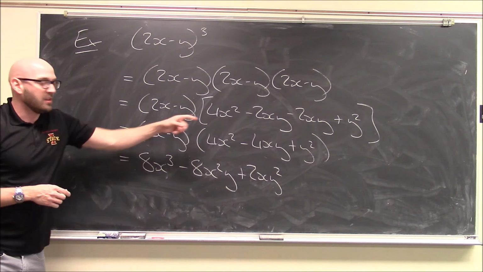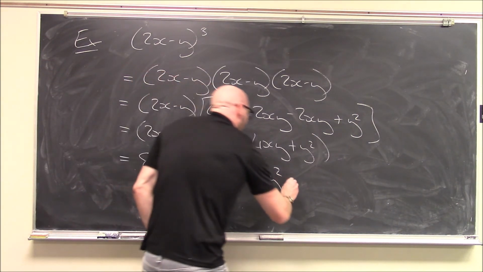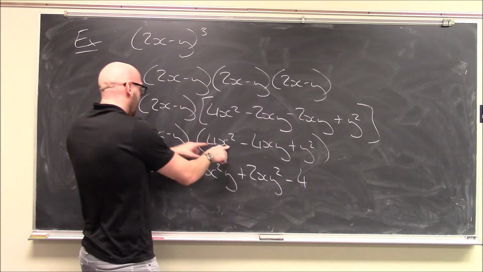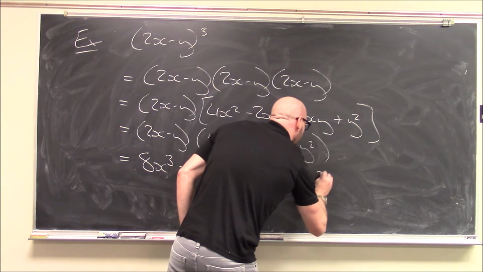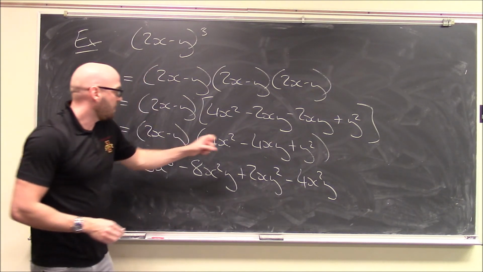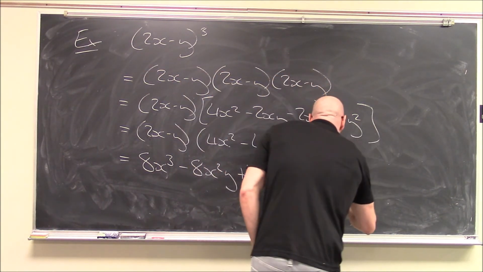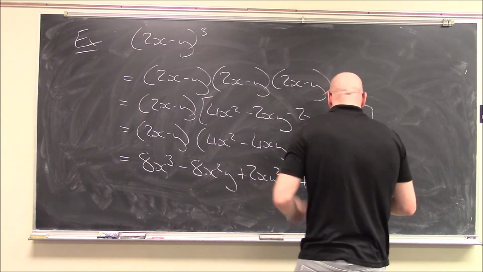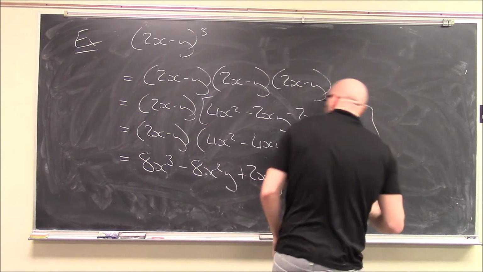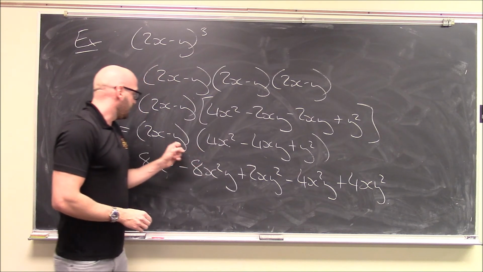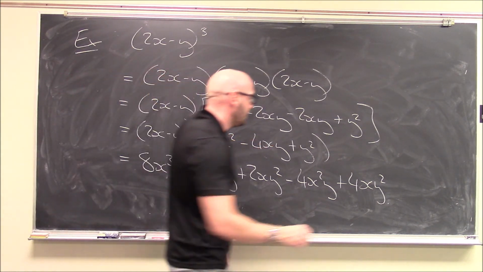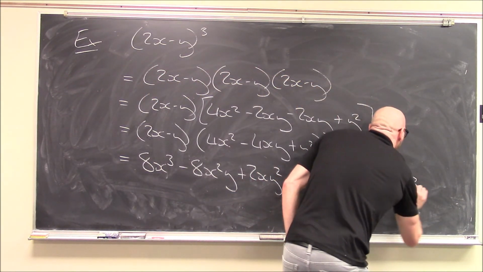Alright, so that's 2x times the whole polynomial. Now we've got to do minus y times the whole polynomial. So minus 4x squared y. We've got minus y times minus 4xy, minus minus becomes plus. This is plus 4xy squared. And last but not least, minus y times y squared is minus y cubed.